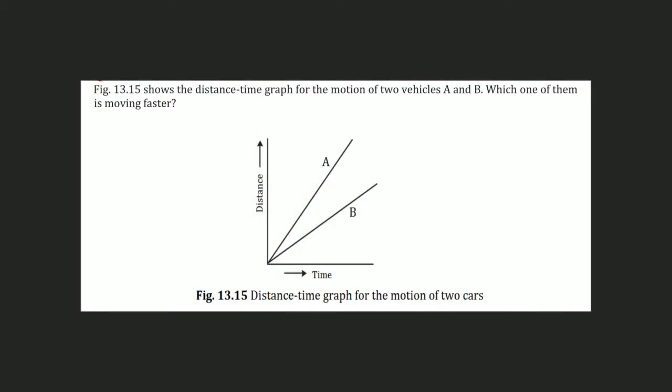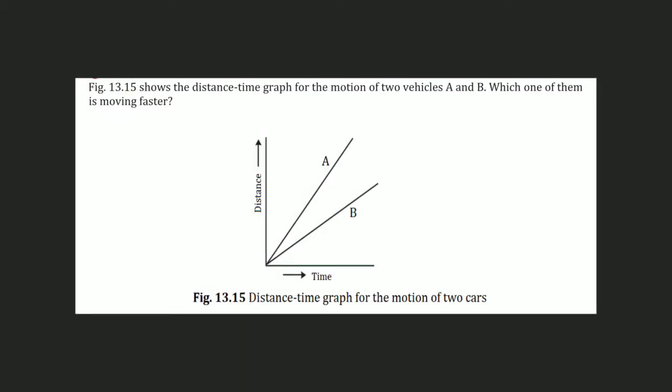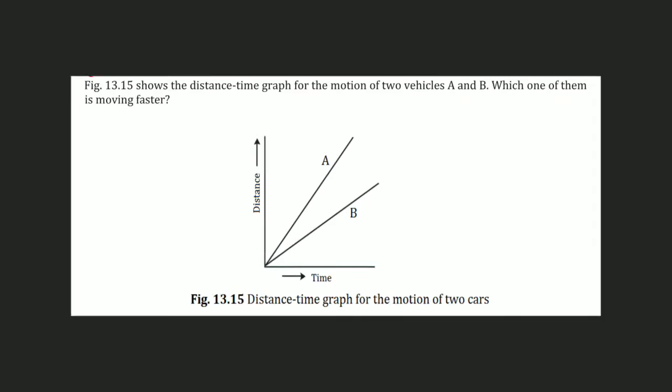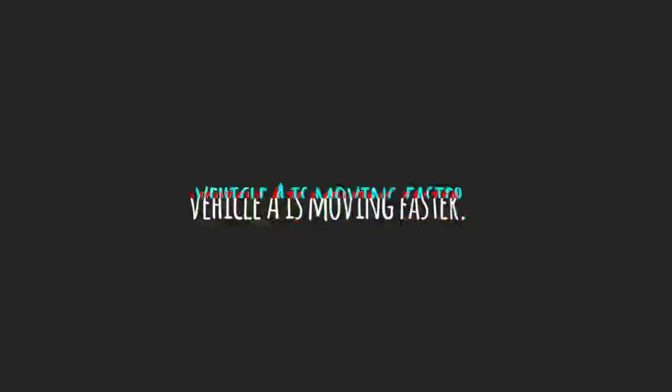Now students, we are going to solve the questions which are based on distance time graph. In the graph shown on the screen, which vehicle A or B is moving faster? Let us observe the line representing the speed of vehicle A and vehicle B. We can observe that vehicle A has covered more distance than B with respect to the same time that vehicle B has covered. Therefore, vehicle A is moving faster and vehicle B is moving slower.